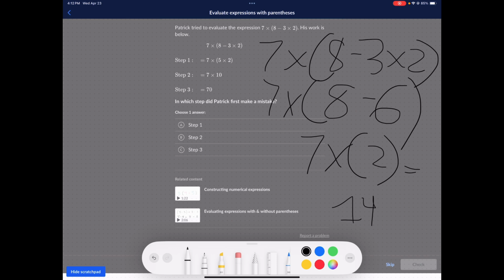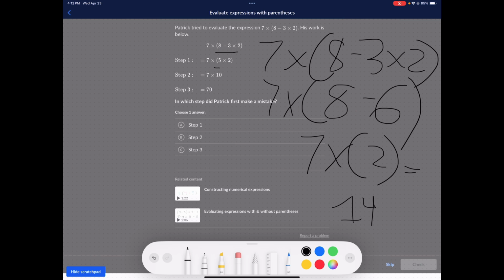Let's find where he first made a mistake. Okay, step 1. 7 times 8 minus 3 times 2, okay. 7 times 5 minus 2, aha! Here's what he did. He subtracted 8 and 3 first to get 5.